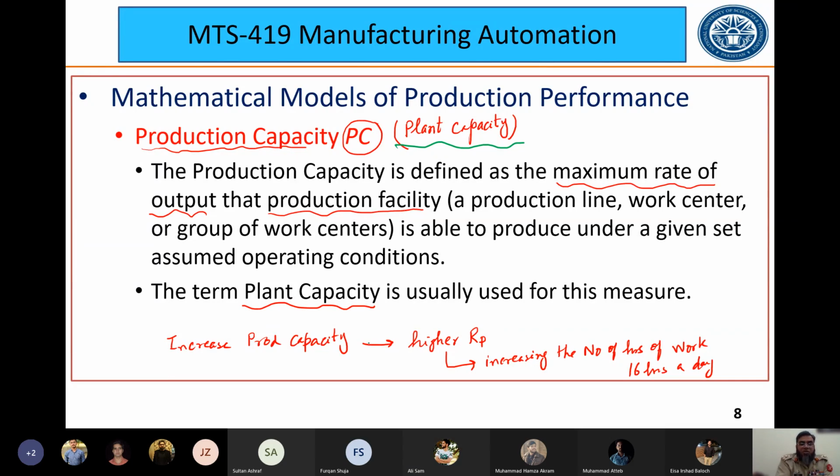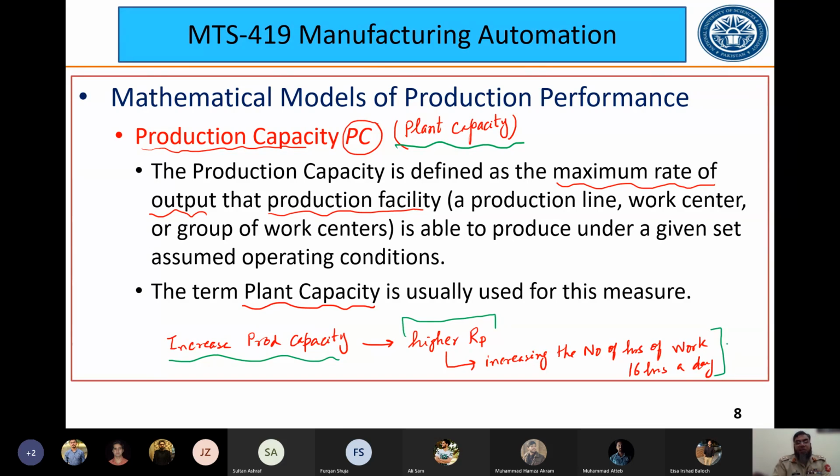Okay, so the higher the RP, that will be the increased number of hours, so you will increase the production capacity. So the higher the production rate, the more production capacity you get, and this RP can be increased by increasing the number of hours of work. Let's see, this is one thing which can be done.